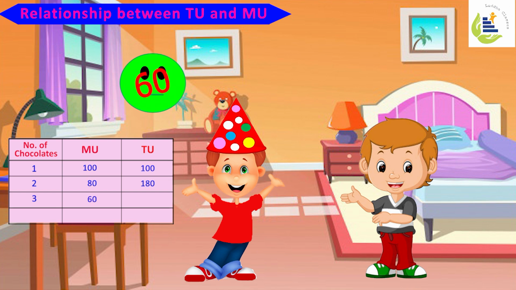So what do I understand? With the third unit of chocolate, he only got 60 units of satisfaction. And understand what has happened. His total satisfaction was earlier 180, plus 60, it became 240 units. And the extra satisfaction from the third chocolate was only 60 units. That we call marginal utility.